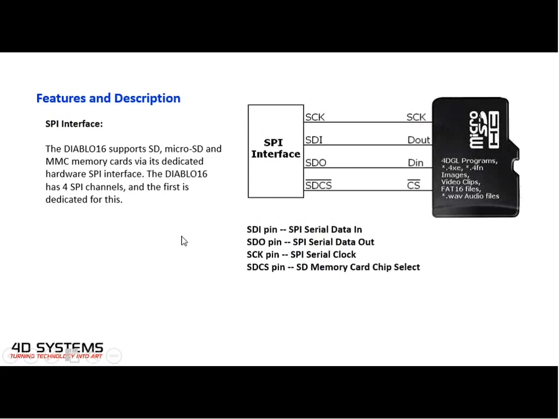The next interface is the SPI, I believe. Like the Picasso, we have one of the SPI interfaces dedicated to the micro SD. The Diablo has several SPI interfaces. SPI0 is assigned to the micro SD. So these are the signals, and these are the micro SD signals, and all in all, you have 4 SPI channels.